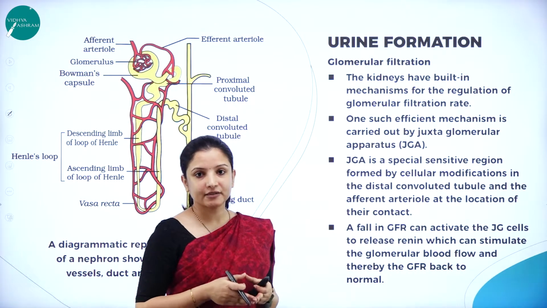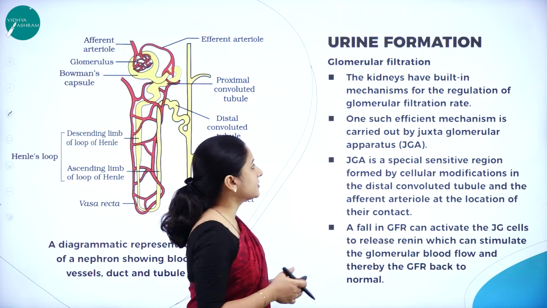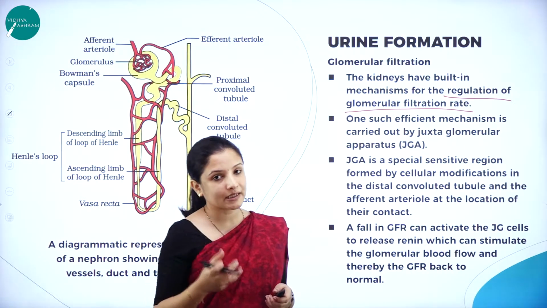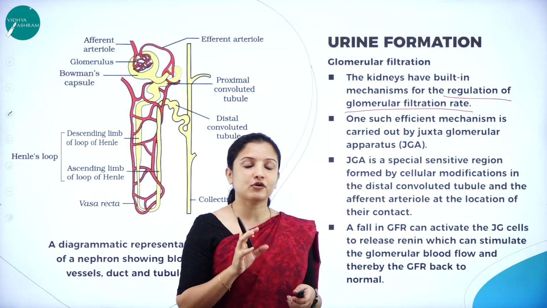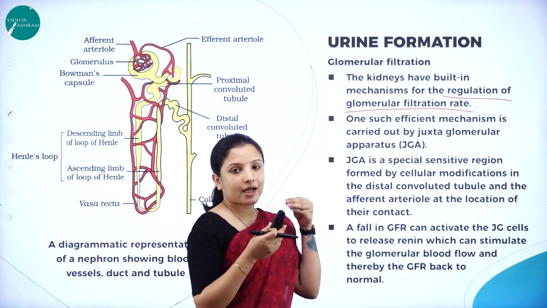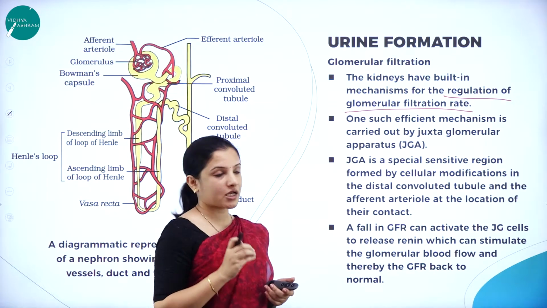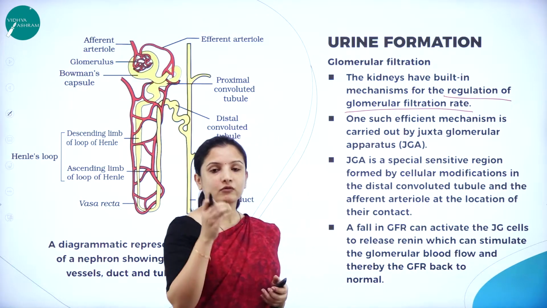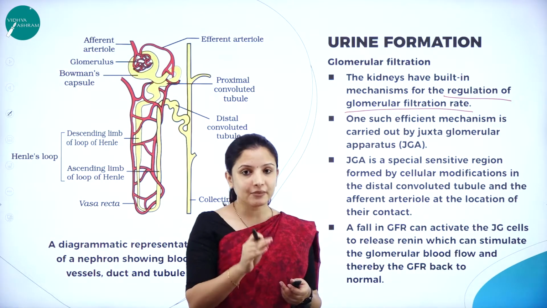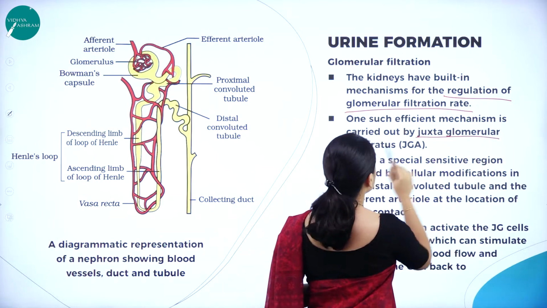Now, we have understood that 180 liters of filtrate is passed every day. The kidneys have a built-in mechanism for the regulation of the glomerular filtration rate. The nephrons are connected to the renal pelvis of the kidney, and the filtrate will enter into the kidney. One such efficient mechanism, wherein 180 liters of filtrate is formed every day, is carried out by the juxtaglomerular apparatus.